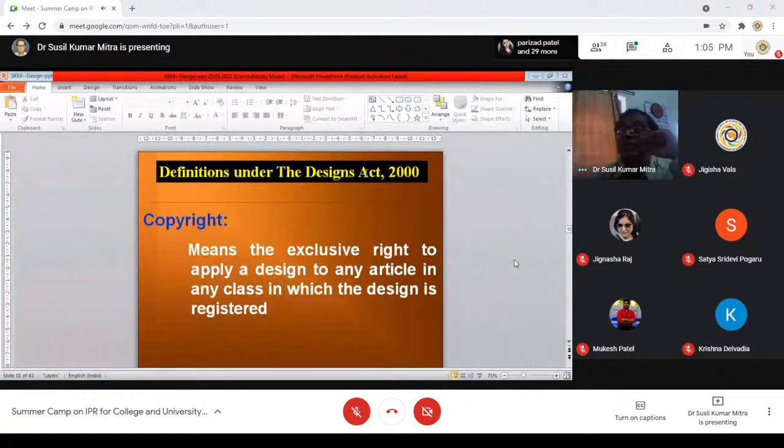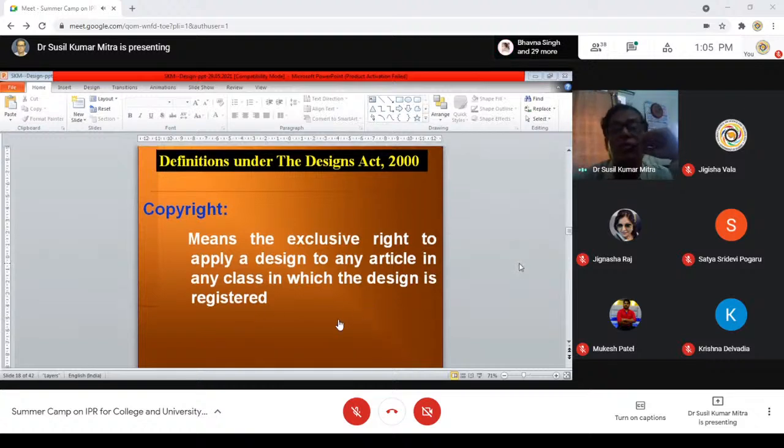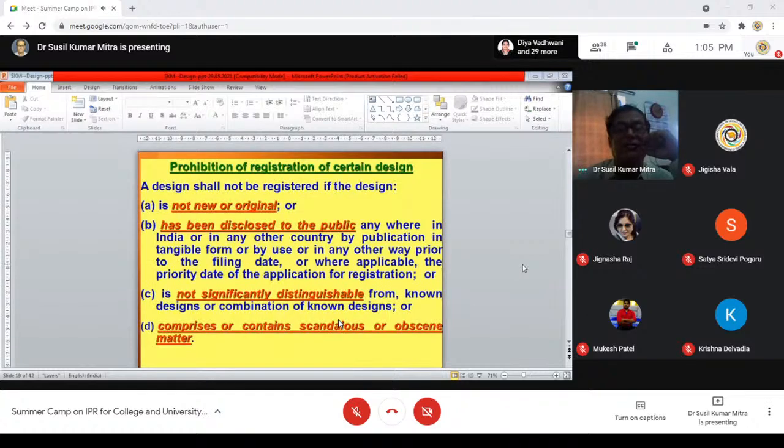Design, as I have already told you, is a feature, and it means the exclusive right you get whenever that feature is applied to an article, and in a particular class it will be registered. This registration is given for 10 years, and thereafter you can get 5 more years of registration. That means a total of 15 years of monopoly right for a registered design.